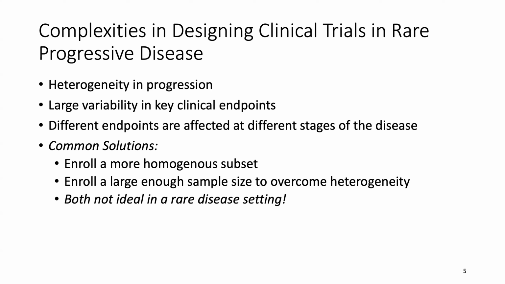Another common solution is to enroll a large enough sample size to overcome the heterogeneity. Now, both of these obviously are not ideal in the rare disease setting. If we're taking a rare disease and making it even more rare by enrolling only a small narrow window of it, that often will lead to not a feasible study design. Same goes for trying to power our studies with thousands of patients to overcome any heterogeneity. Obviously not feasible in a rare disease setting.